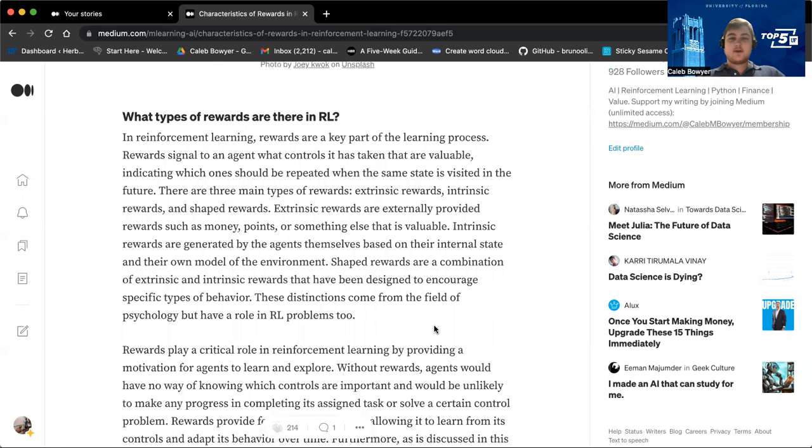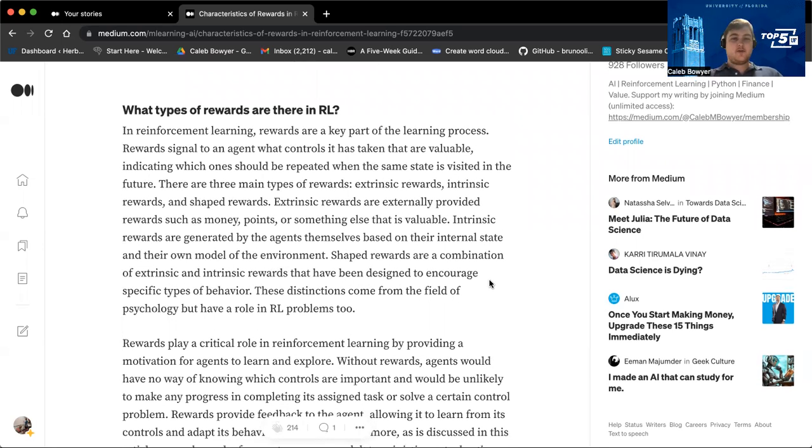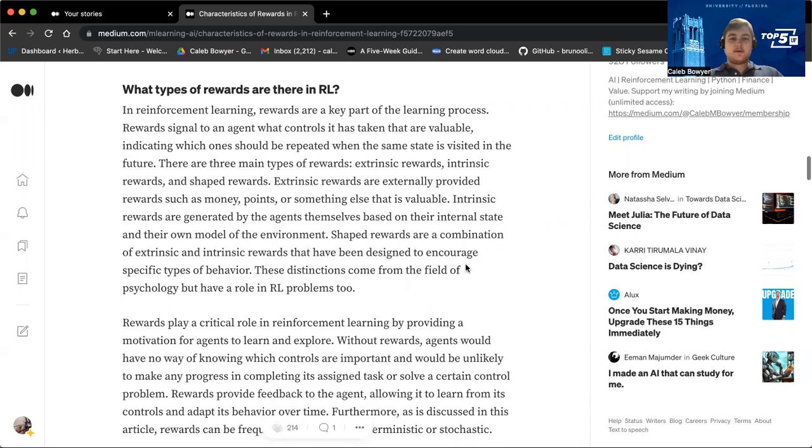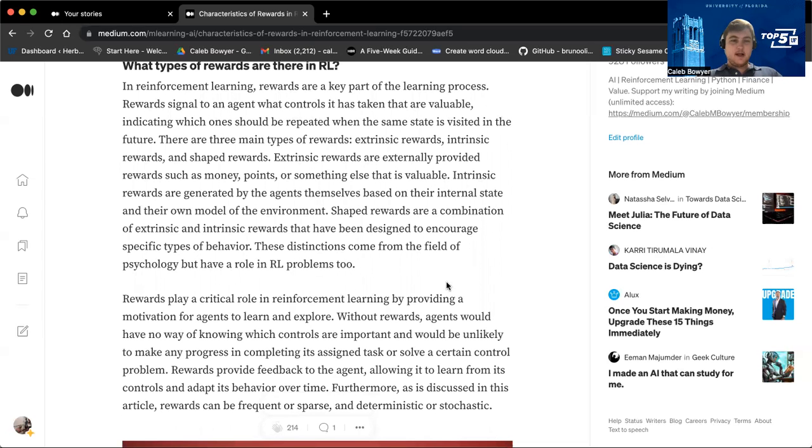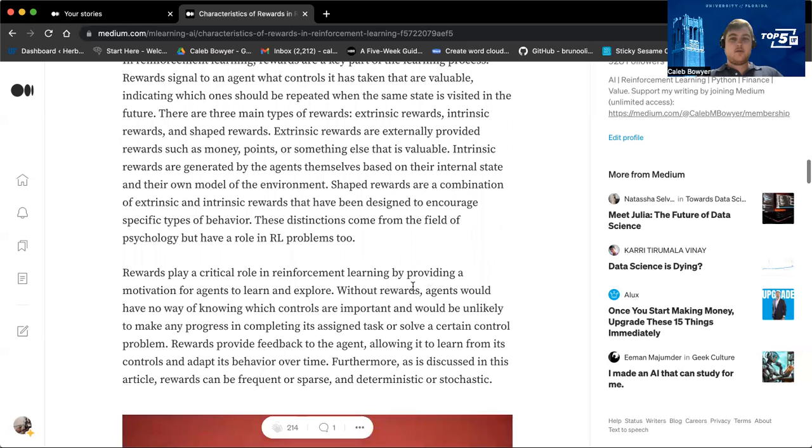Extrinsic rewards are externally provided rewards such as money, points, or something else that is valuable. Intrinsic rewards are generated by the agents themselves. Think of motivation from a psychological perspective, based on their internal state and their own model of the environment. Shaped rewards are a combination of extrinsic and intrinsic rewards that have been designed to encourage a specific kind of behavior. These distinctions come from the field of psychology, but have a role to play in RL problems too.